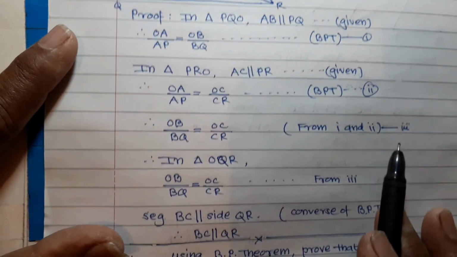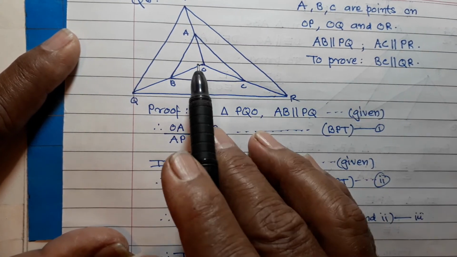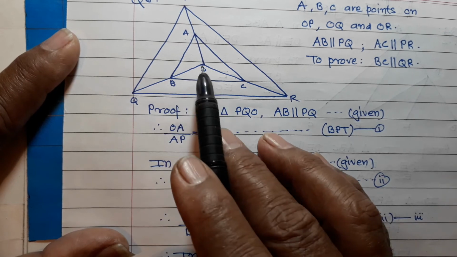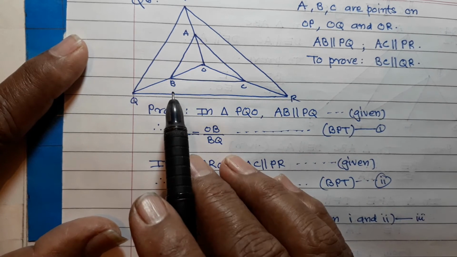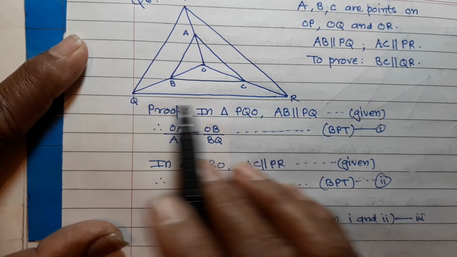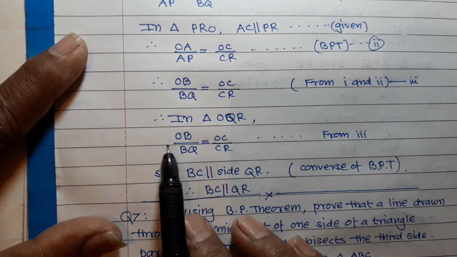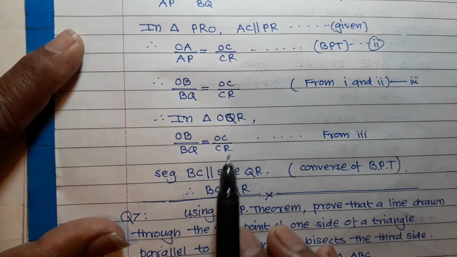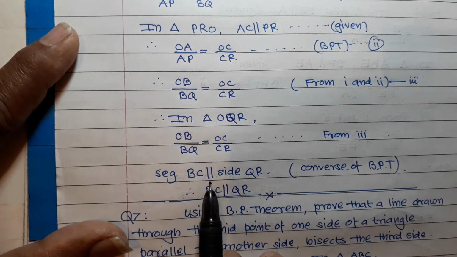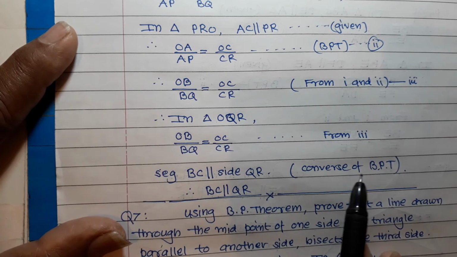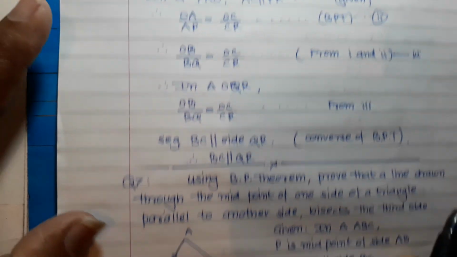Now in triangle OQR, OB upon BQ is equal to OC upon CR, and therefore by converse of BPT, BC is parallel to QR. In triangle OQR, OB upon BQ is equal to OC upon CR from 3, and therefore BC parallel to side QR, converse of BPT, and therefore BC parallel QR. Question number 7.